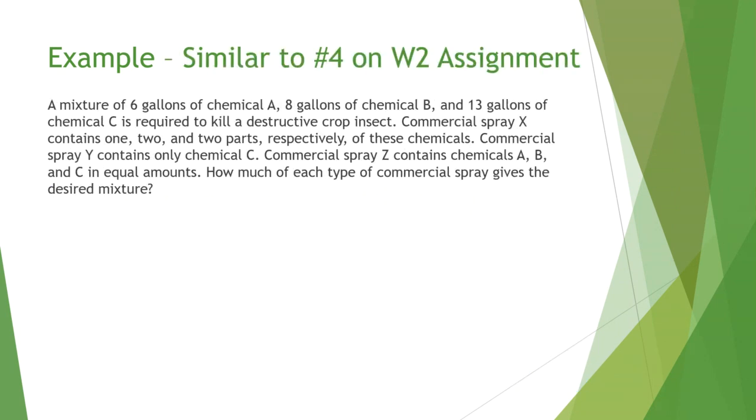This example is one that is similar to number 4 on the week 2 assignment. So this one is really important. We have a mixture of 6 gallons of chemical A, 8 gallons of chemical B, and 13 gallons of chemical C, and it's required to kill a destructive crop insect. Commercial spray X contains 1, 2, and 2 parts respectively of these chemicals. Commercial spray Y contains only chemical C. Commercial spray Z contains chemicals A, B, and C in equal amounts. How much of each type of spray gives the desired mixture?